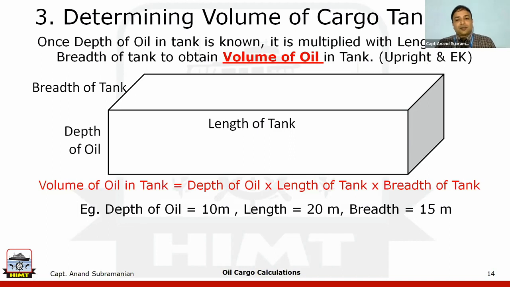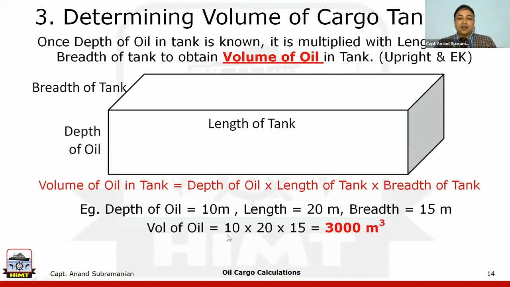3,000 meter cube. Somebody said 3 cubics. It is 3,000 cubic meters. It's a simple multiplication of 10 into 20 into 15. That gives us 3,000 cubic meters. Understood? So once we know the depth of the oil in an upright tank, which is the most important thing, finding out the volume is a straightforward multiplication with the length and the breadth of the tank. Clear? So when we talk about oil tanker calculations, we'll be going back to these basics.